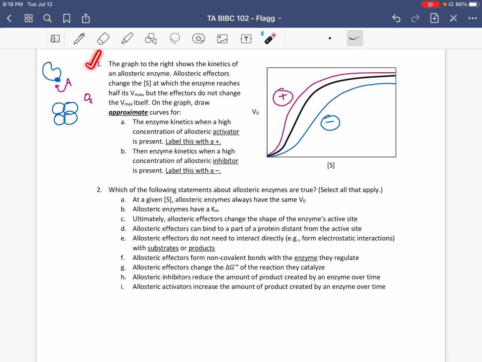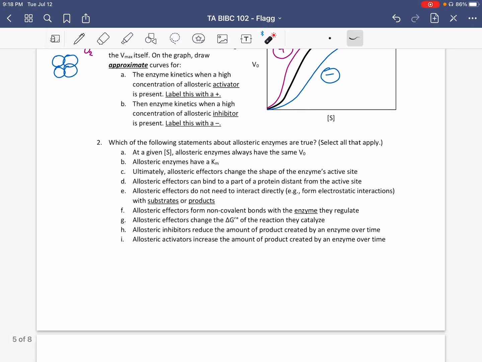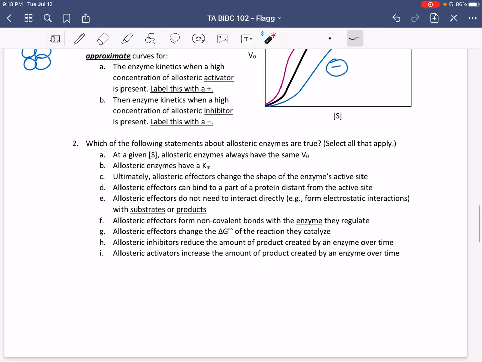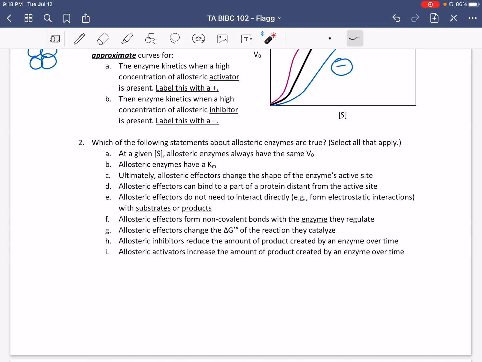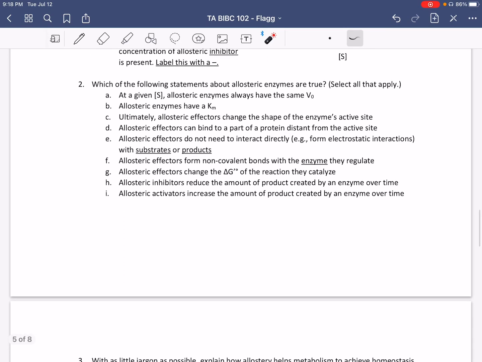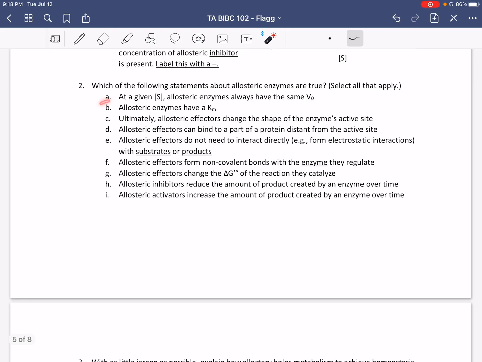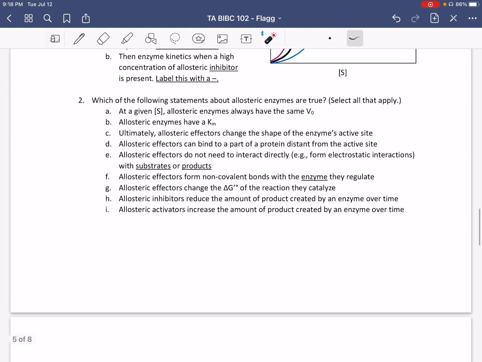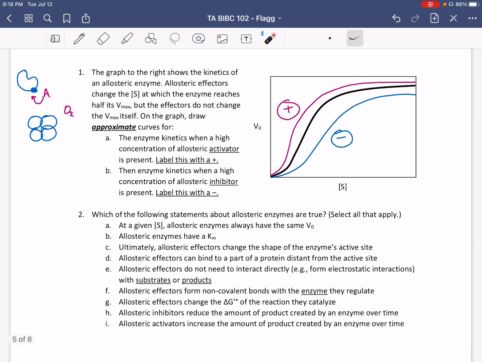Okay, so that's for number one. Let's take a look at number two. Now, remembering everything that we just talked about regarding allosteric enzymes, let's look at which ones are correct. So A says at a given concentration of S, allosteric enzymes have the same V naught, so same rate or same velocity. And that is simply not true because we just looked at it in this example.